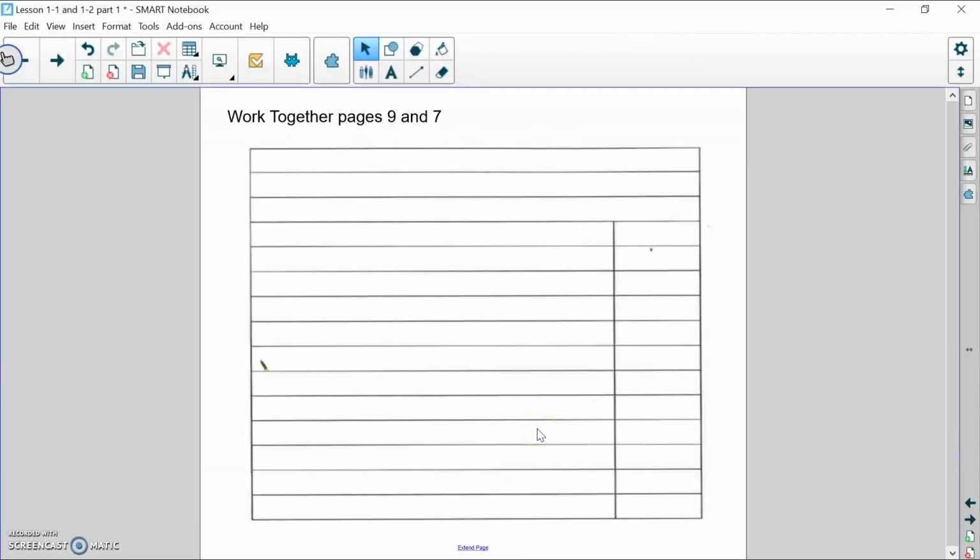Okay, so let's go ahead and turn to page 9. And we're going to go ahead and do the work together. Can somebody read the work together, please, for me on page 9?